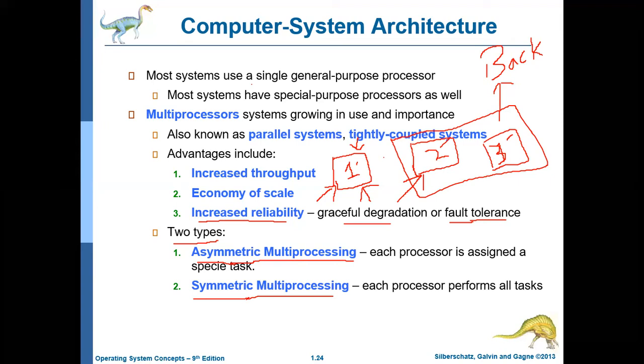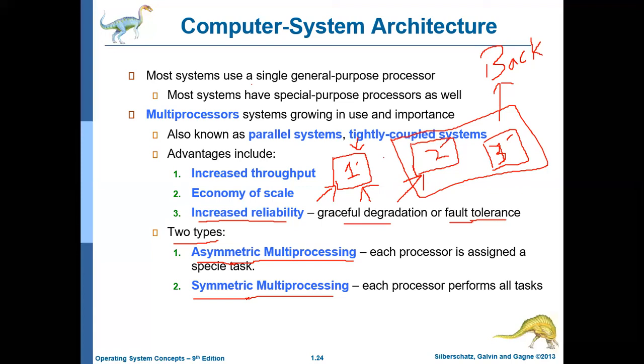The advantage of using a multiprocessor system is that it increases throughput, produces economy of scale, and increases reliability. Reliability can be increased in two styles: graceful degradation and fault tolerance. In graceful degradation, depending on the amount of hardware failure, the performance of the computer will gradually decrease. Whereas in a fault tolerant system, in spite of hardware failure, the system will continue to provide its best performance without any compromise.